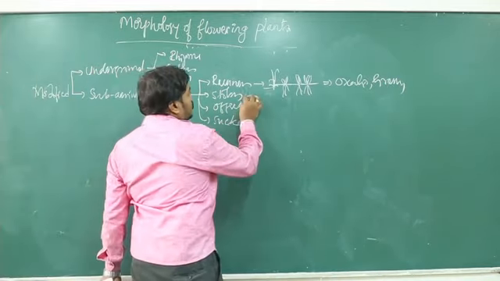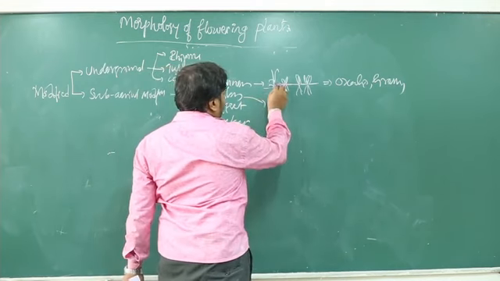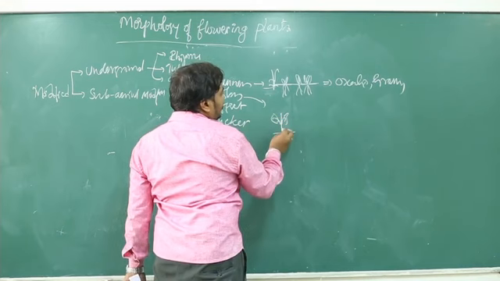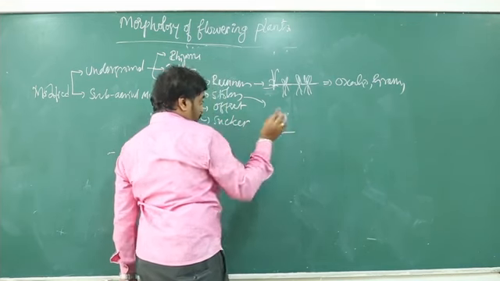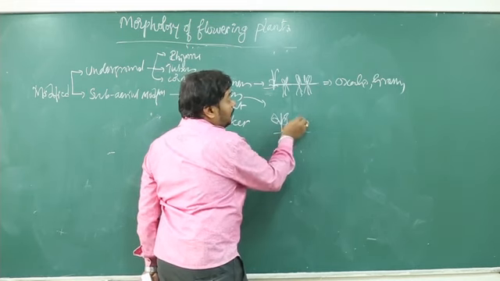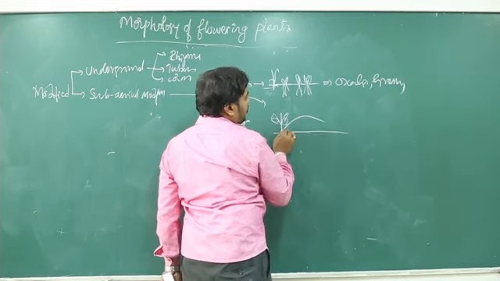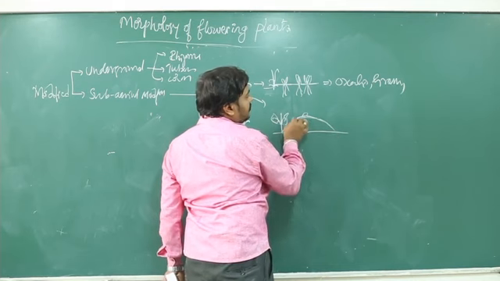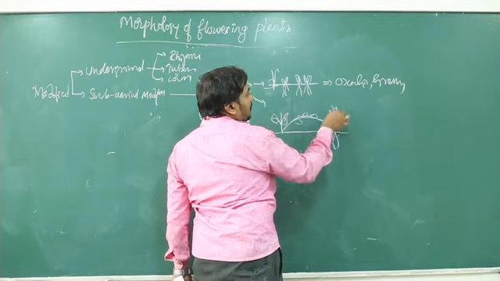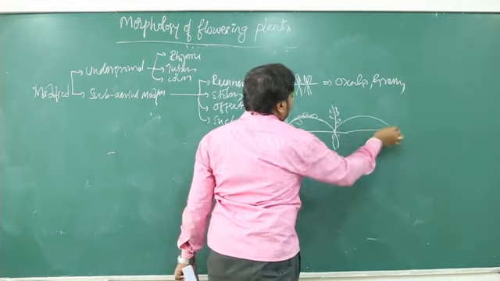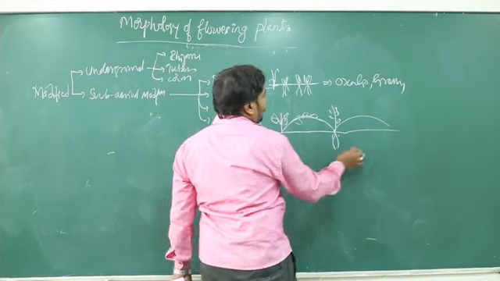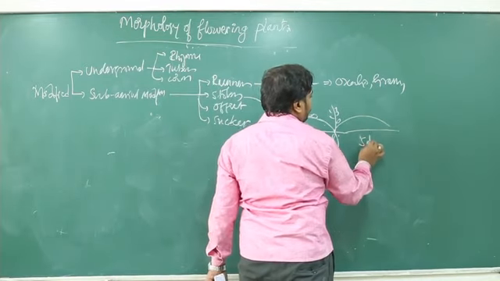Next, stolon. Stolon is observed in strawberry, where the auxiliary branch, instead of growing erect, grows obliquely. It grows obliquely with the leaf. When it touches the soil, it produces roots and grows into a new plant. Again it grows like this. So this is an example of stolon. Stolon is observed in strawberry.